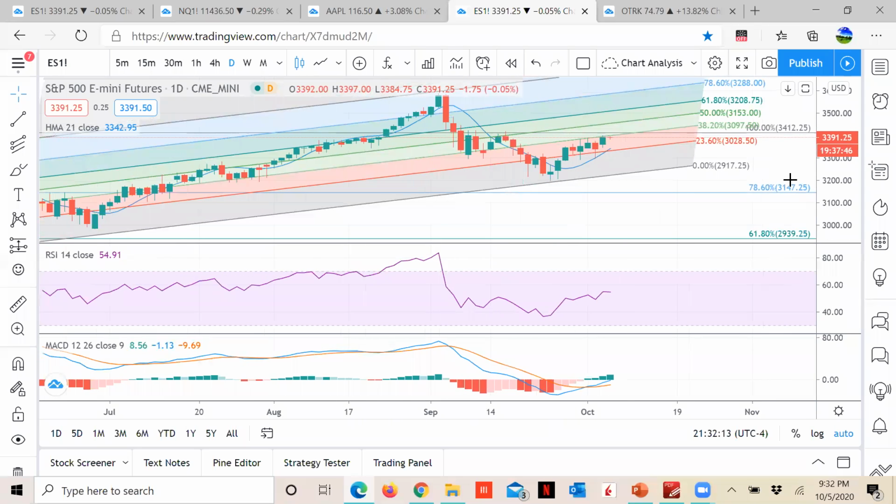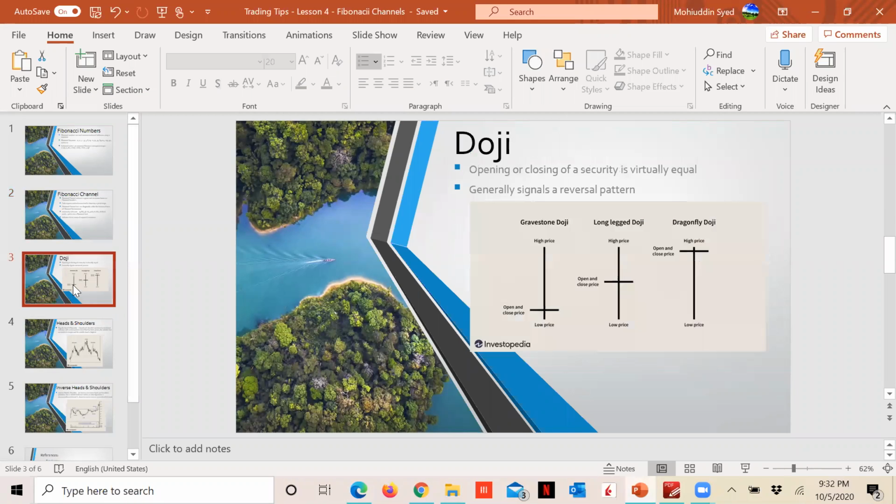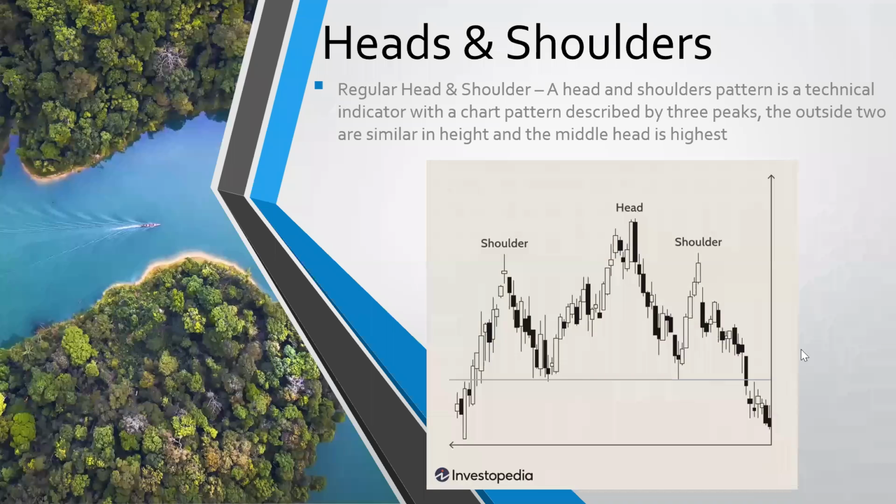Basically, if you draw a Fibonacci retracement, horizontal lines, and a Fibonacci channel, that gives you a pretty strong idea of support and resistance. All right. Touch base on this.